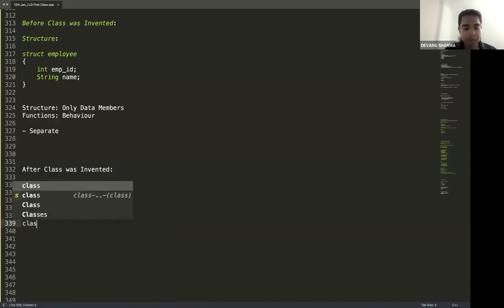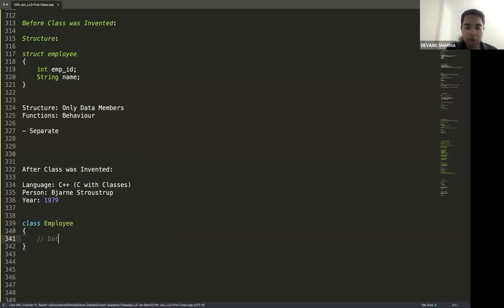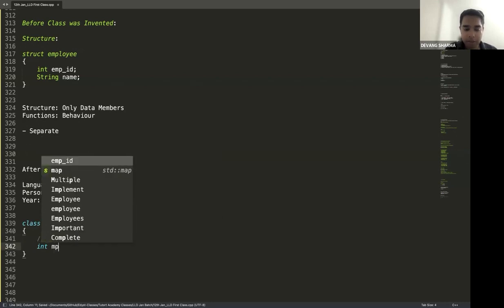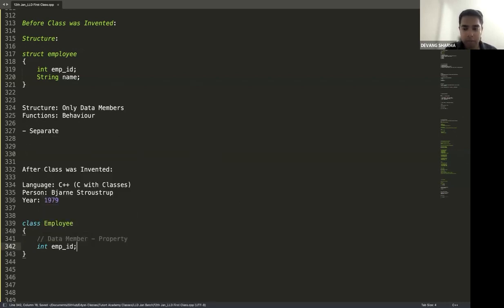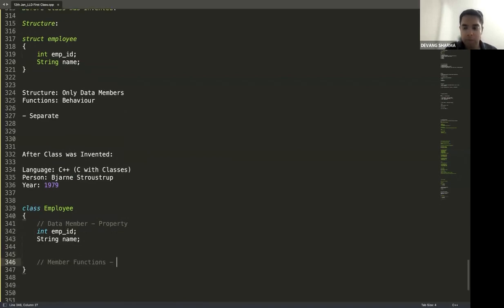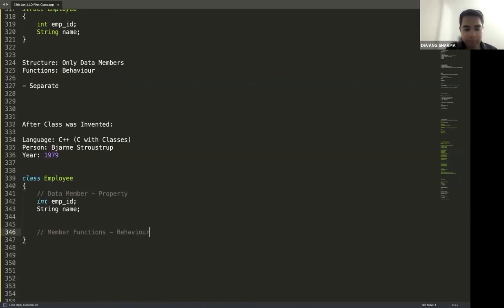Okay. So take an example of class. How does the class look like? Let's say class employee. I can have a combination of data members, which is my property. Let's say employee ID, string name, and member functions. So member functions include my behavior. What kind of behavior? Let's say get salary and get bonus. Those things.